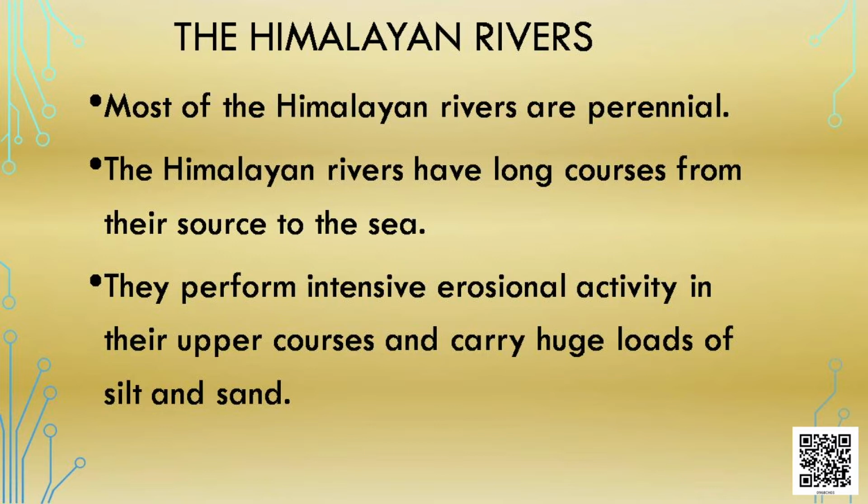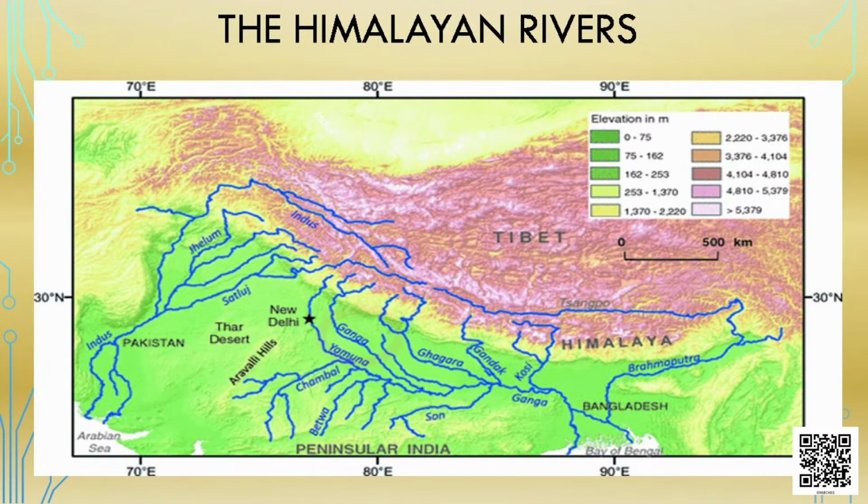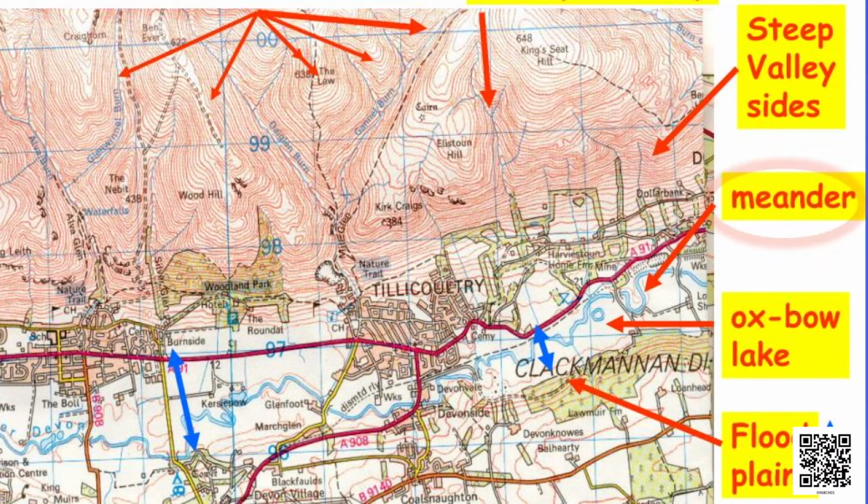Some of the examples of the Himalayan rivers are the river Ganga and the river Brahmaputra. And you know children, this river Ganga and river Brahmaputra have been cut by this Himalayas, which has made a water divide. These Himalayan rivers have made many features, features like the meanders, oxbow lakes and floodplains.